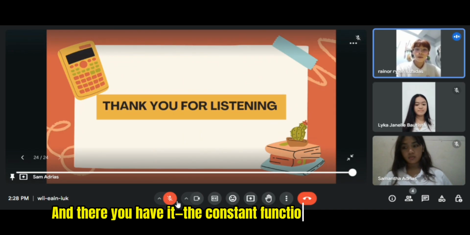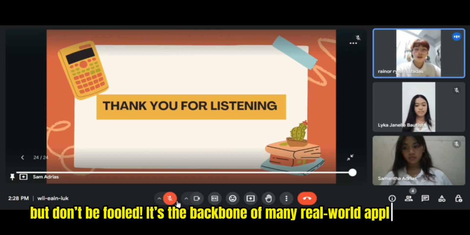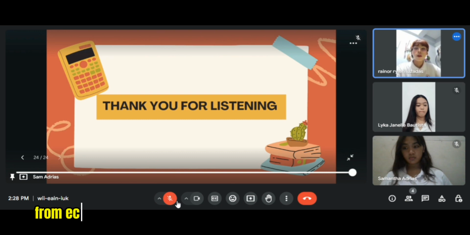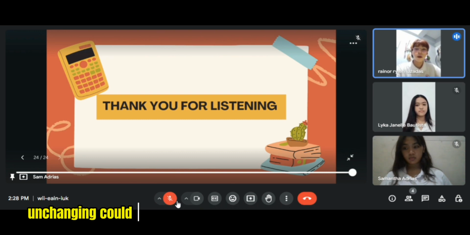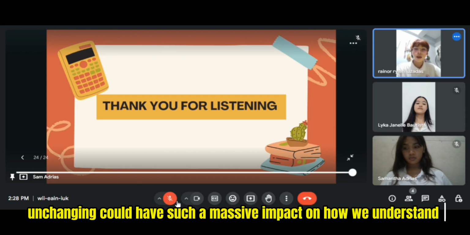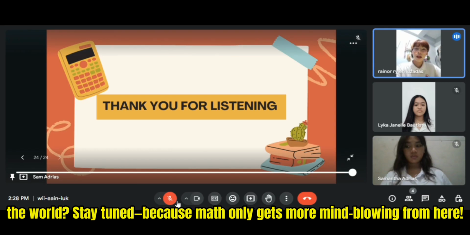The constant function may seem simple, but don't be fooled. It's the backbone of many real-world applications, from economics to engineering. Who knew something so steady and unchanging could have such a massive impact on how we understand the world? Stay tuned because math only gets more mind-blowing from here.